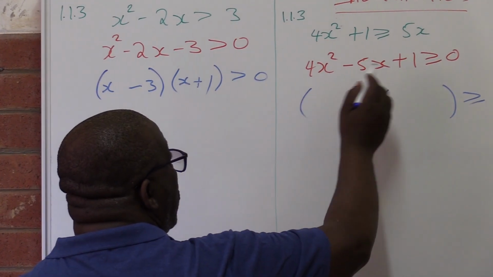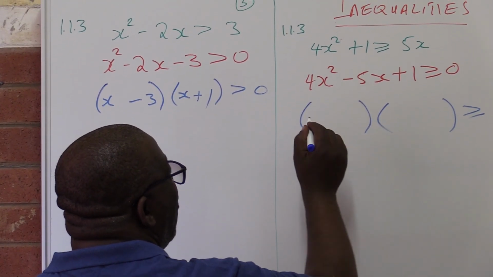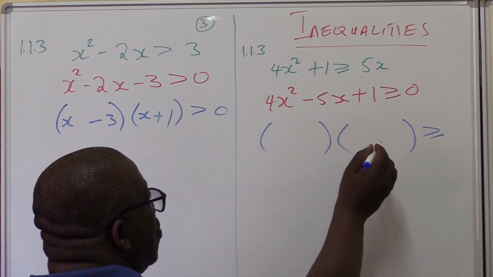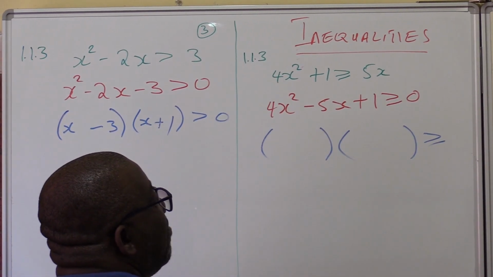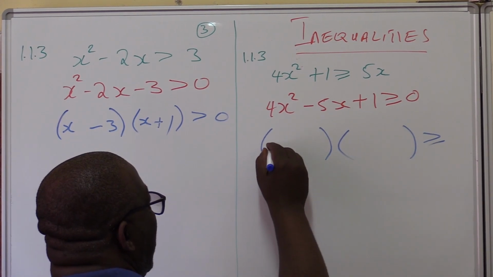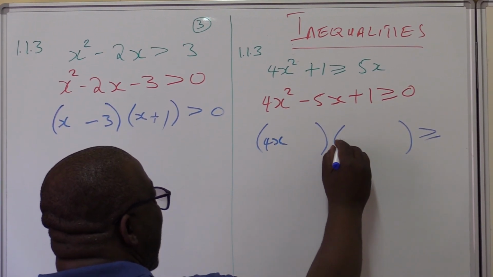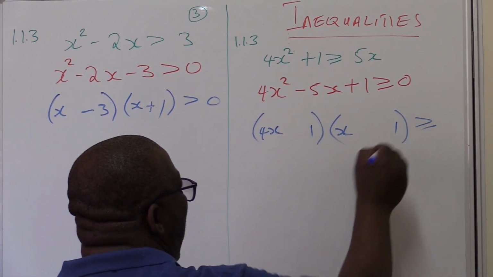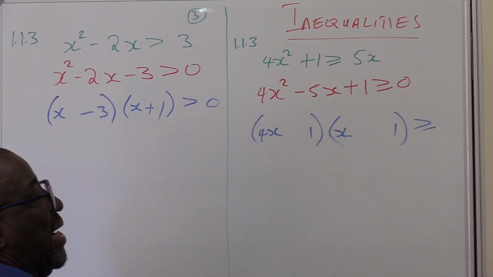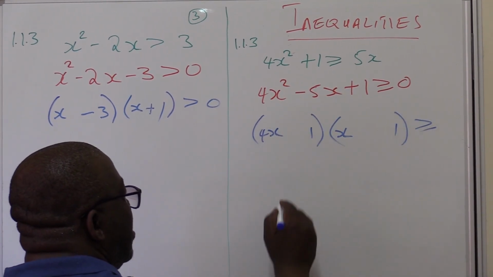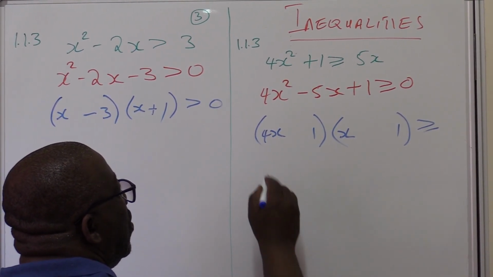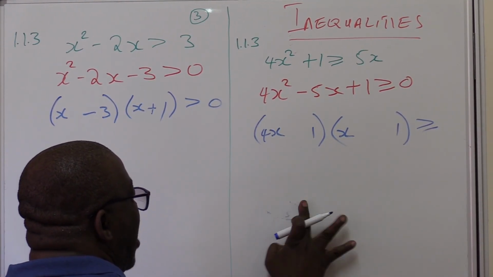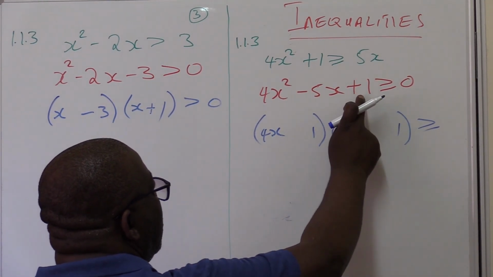I've got 4, I've got 1, I've got 5. I don't have to change it into 2 and 2, because 2 and 2 is not going to give me 5. But 4 and 1 will give me that. 4x and 1x will give me 4x. Factors of 1 are 1 and 1. Let me check if I get minus 5x. 4x times this is 4x squared, which is this one. That is covered. 1 times 1, it's plus.